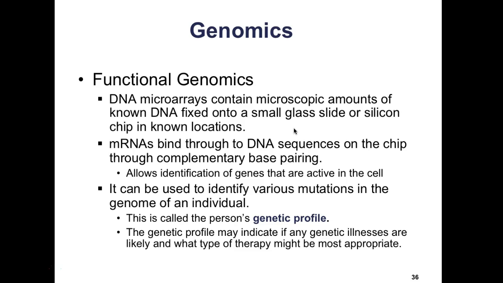DNA microarrays contain microscopic amounts of DNA fixed onto a single glass slide or silicon chip in known locations. Messenger RNAs bind to the DNA sequences on the chip through complementary base pairing. This allows for the identification of genes that are active in the cell. It can be used to identify various mutations in the genome of an individual. This is called a person's genetic profile. And the genetic profile may indicate if any genetic illnesses are likely and what type of gene therapy might be most appropriate to prevent or cure that particular genetic illness.